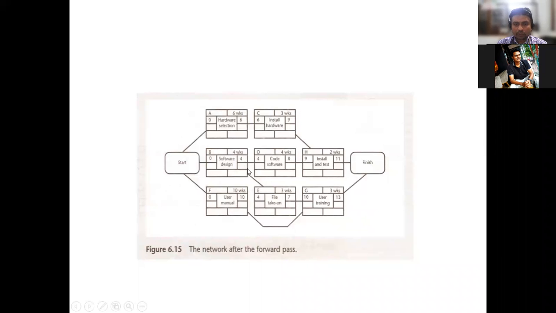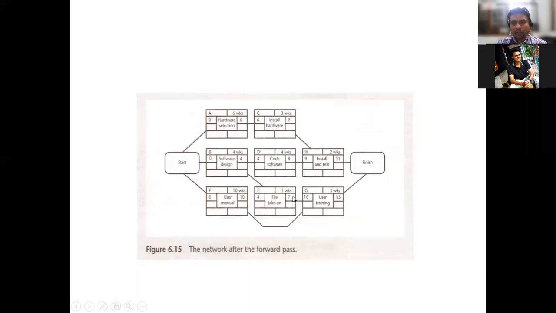Similarly for the next one. After completing B only, we can start D. So the fourth week is the earliest start date, and the finish is 4 plus 4, 8. Similarly for E, the constraint states that only after finishing B can we start E. So 4 is the starting week, and 4 plus 3 is 7.